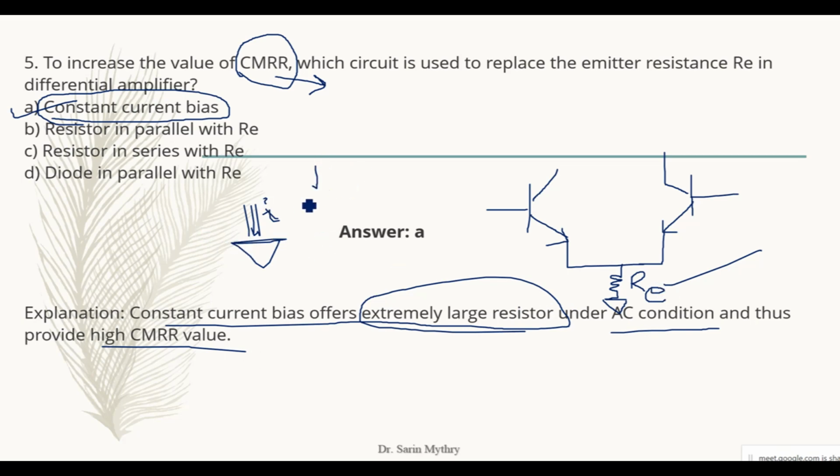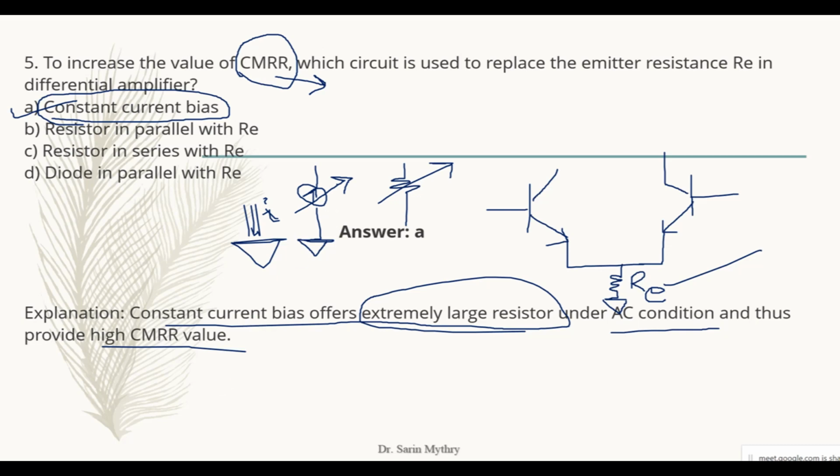Constant current bias means you will have one current source here. That current source is connected in place of the RE, and its value is constant. If this particular current source were variable, you would have an arrow mark across it. Let it be across your resistor: if you have an arrow mark, that particular value of the resistor is variable. If you don't have this arrow mark, the value of that resistor or of any source is constant.